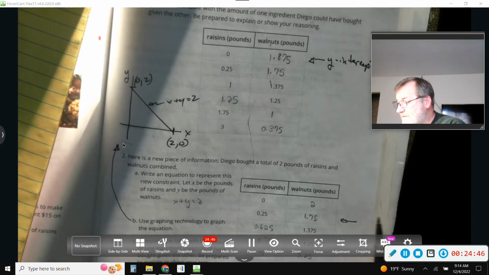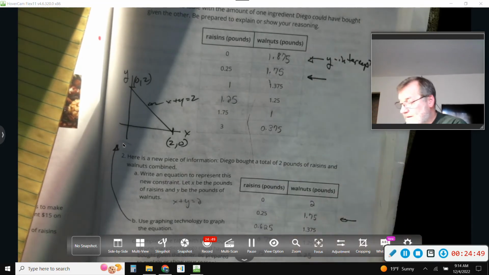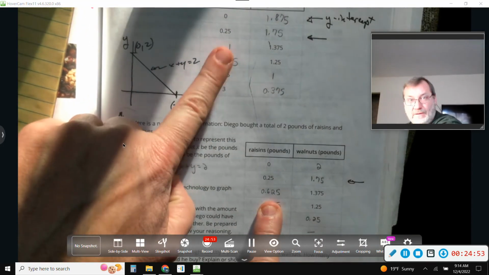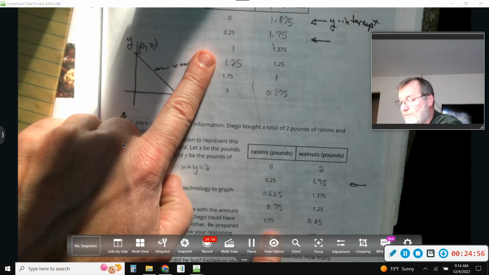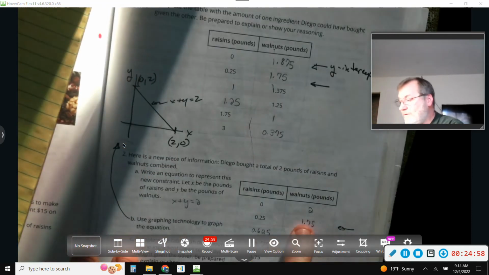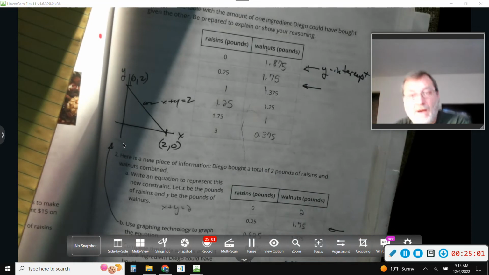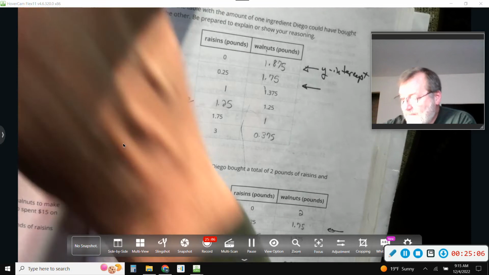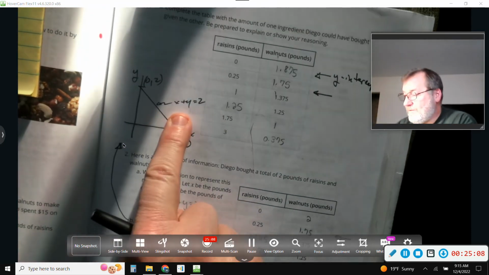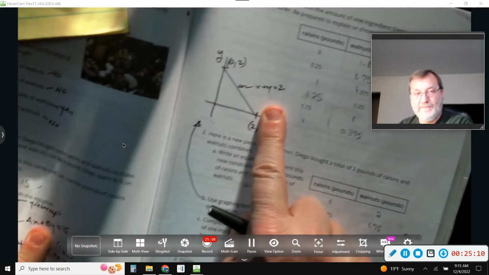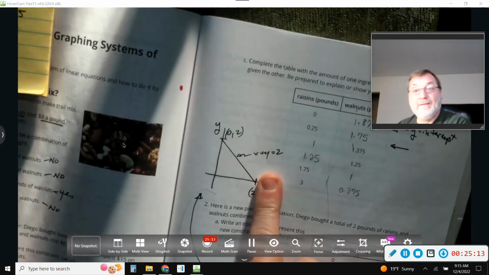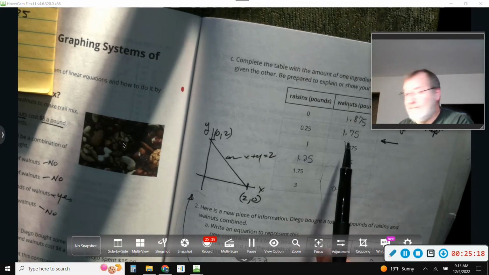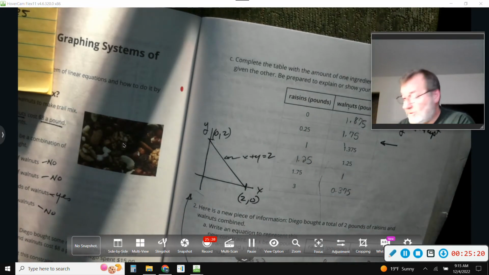Because this and this match up for solutions. You don't find this number up here. You don't find this combination up here, or this one, or this one. That's the only one that's in the same spot for both. So what does that actually mean? Well, it basically means that this equation and this equation down here intersect at one spot, and that spot is (0.25, 1.75). Right? That's what that means.